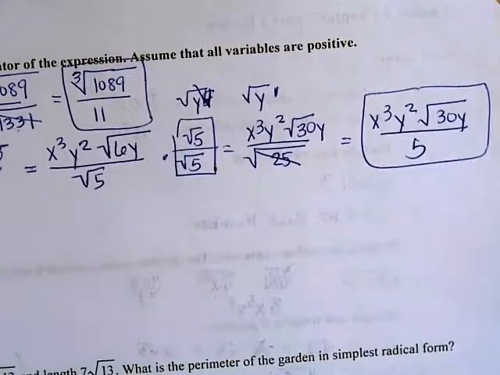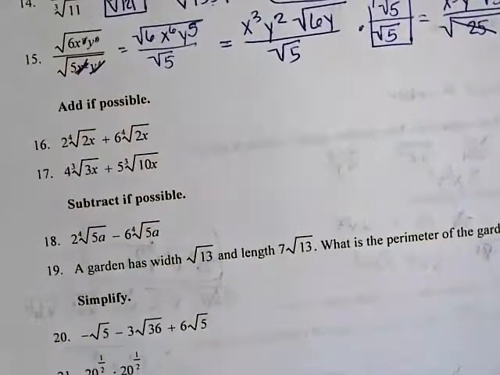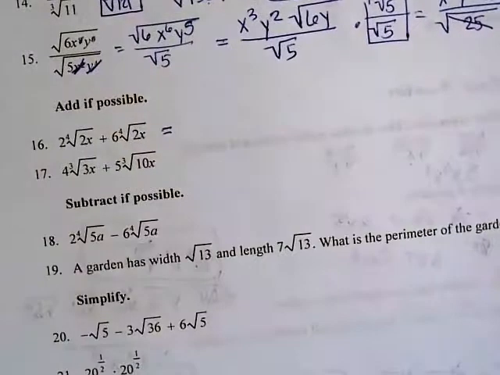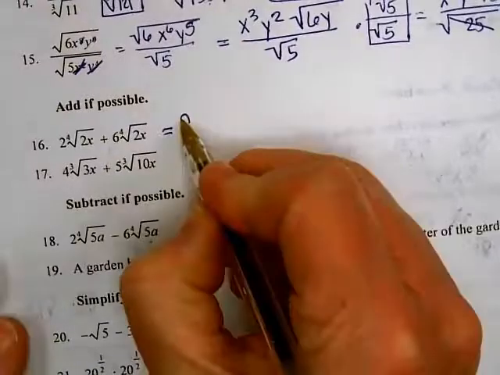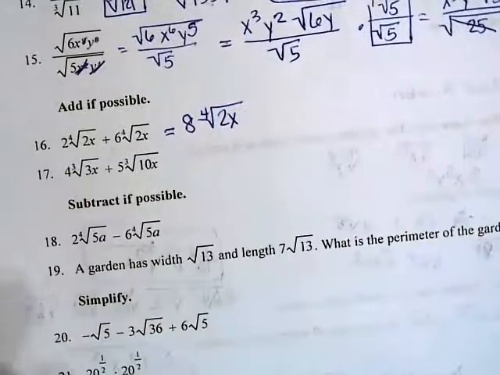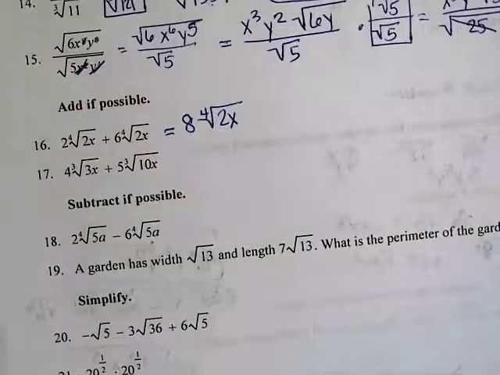Okay. 16. Add if possible. Can you add those together on 16? They have to be the same under the radical, and you have to be taking the same root. So I'm taking the fourth root, and they both have 2x under there. If that's the same, you just do the math on the numbers that are outside of the radical, and you leave the radical parts alone. They just kind of act as variables. They don't change. You don't add 2x and 2x. You can't simplify it. So that answer is 8 times the fourth root of 2x.